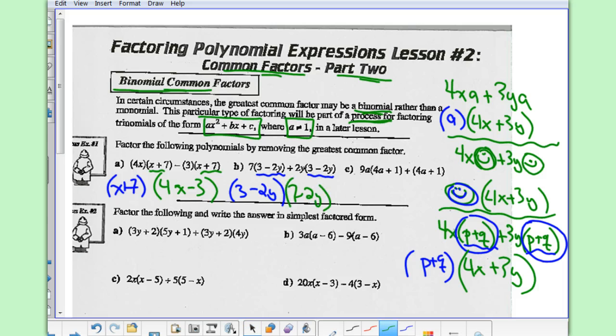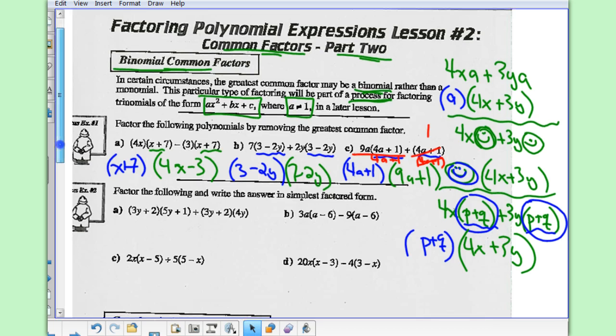Okay, and lastly, I've got the common factor of 4a plus 1. I take the 4a plus 1 out. You need to be careful here. When you take the 4a plus 1 out, you have 9a plus 1. Remember, when you divide 4a plus 1 out of both terms, remember when you divide this out, you're left with 1. So your leftovers need to be 9a plus 1, okay?